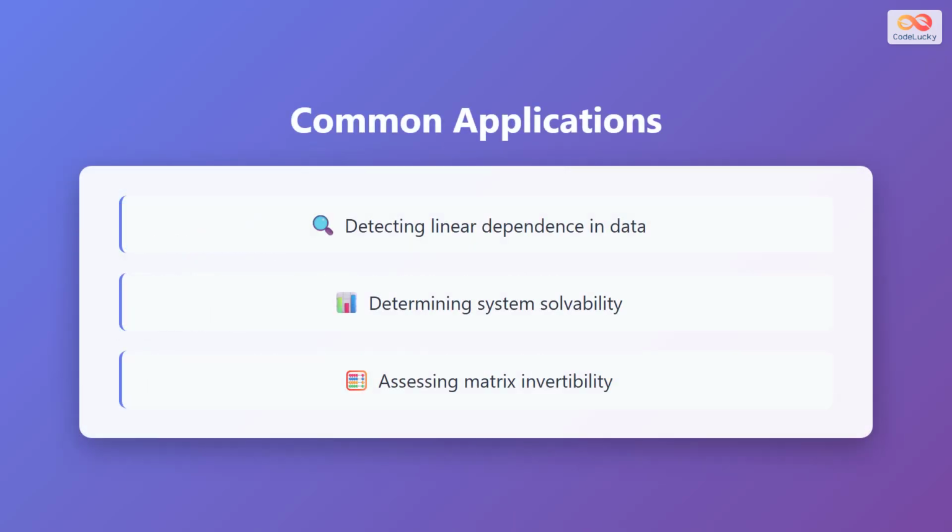Matrix rank has several practical applications. It's used to detect linear dependence in datasets, helping identify redundant features or variables. It helps determine whether a system of linear equations has a unique solution, infinite solutions, or no solution. And it's essential for assessing whether a matrix is invertible, since only full-rank square matrices have inverses.